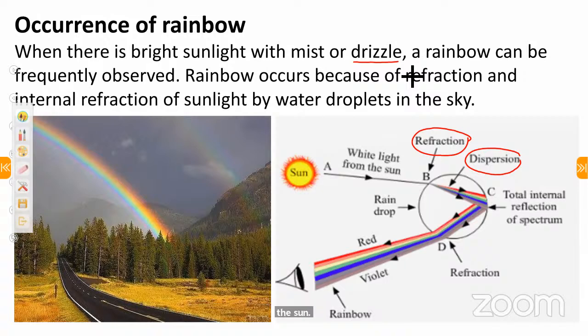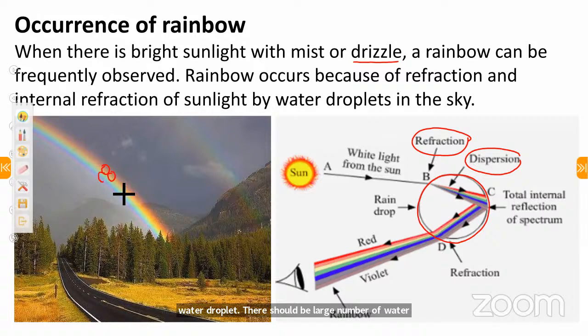If a rainbow occurs in the morning, then the rainbow can be seen in the western horizon. If it is seen in the evening, it will be at the eastern horizon. Always it is opposite to the sun. The humidity should be very high. This is one of the water droplets. There should be a large number of water droplets in the atmosphere. When light refracts through each and every water droplet in the sky, it undergoes refraction as well as dispersion. Then you can see the color band in the sky.